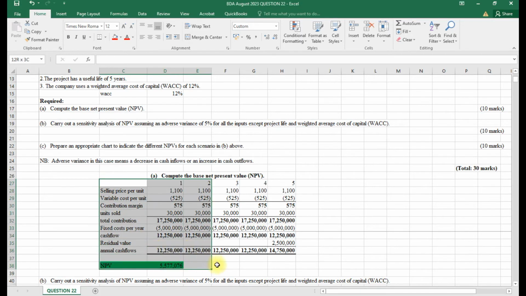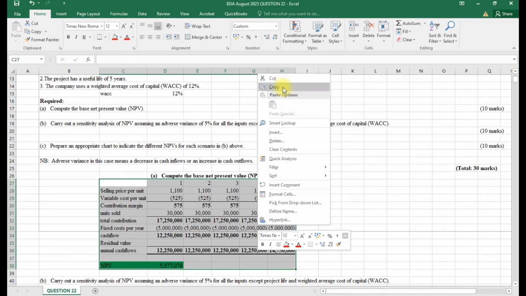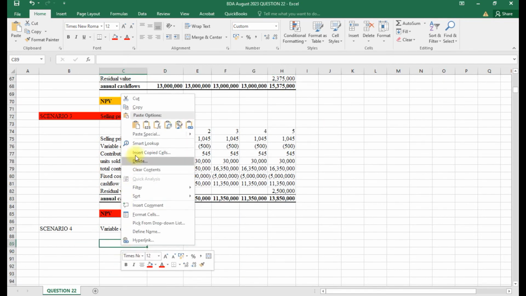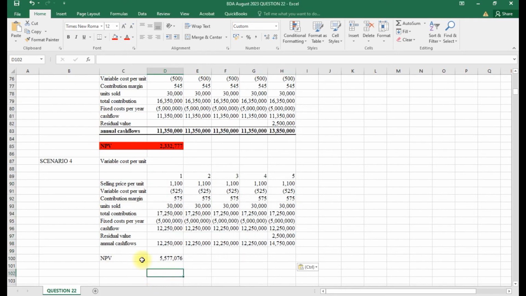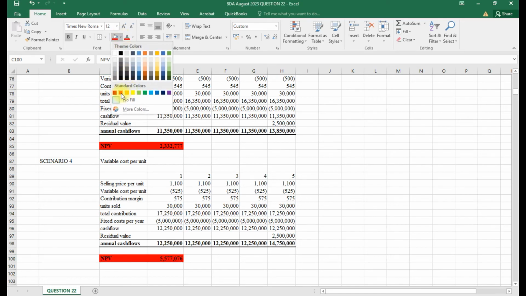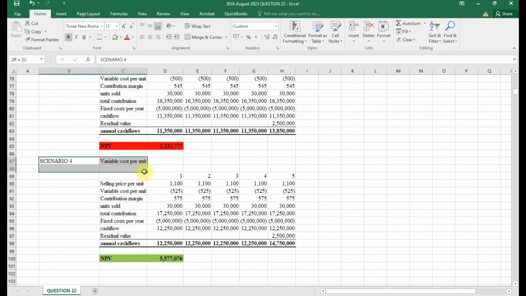I copy this, take it to scenario 4 that we had, and copy the values. Bold this, add top and bottom borders, and change the color. You can use the light green. So that is our scenario 4, where we are changing the variable cost.